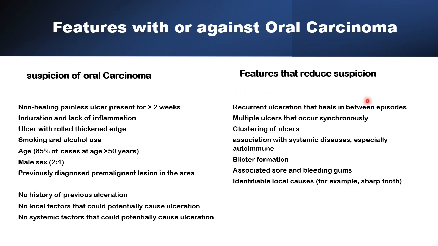Multiple ulcers would also reduce the suspicion, particularly if they come in clusters. And if the ulcers are associated with systemic disease, particularly autoimmune disorders, and if there is a history of blistering formation or associated with gingivitis, sore and bleeding gums, and if there is an identifiable local or systemic cause, for example, a sharp tooth.